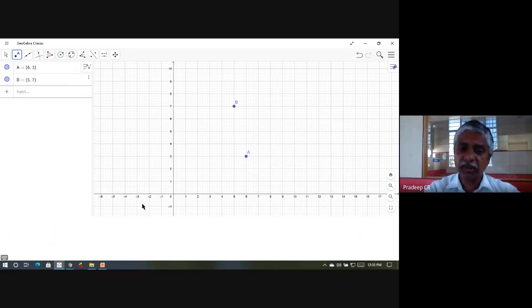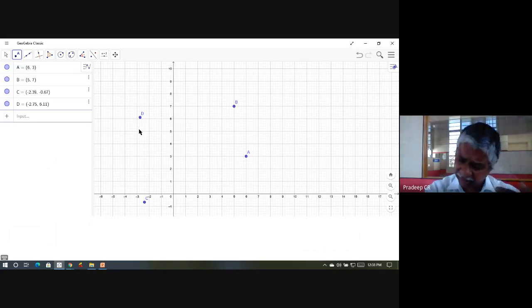So telling a point or telling two numbers, both are the same. Of course, the numbers need not be integers. For example, it can be -2.39, -0.67. It can be almost anything, any real number, like -2.75, 6.11. Like this, I can get various coordinates of various points.